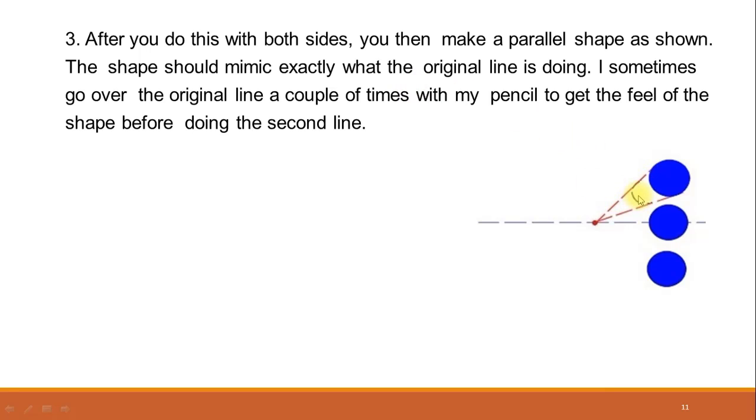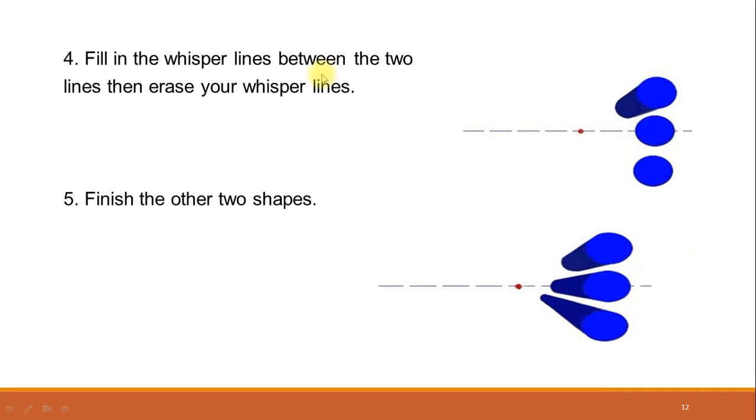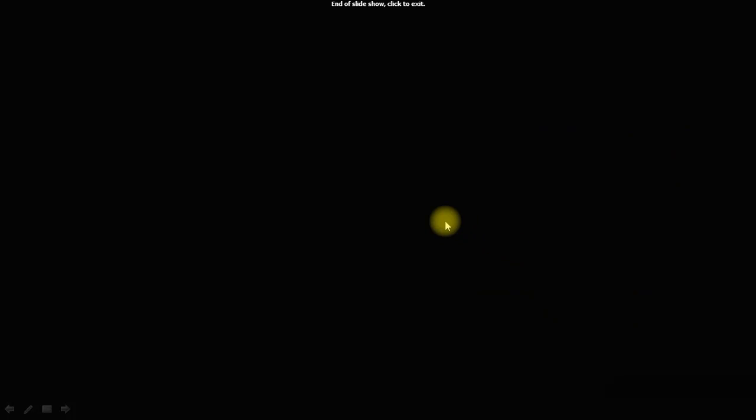So after making this parallel area, fill in between the two lines and then erase your whisper lines. Fill the parallel area. This is the parallel area, and we erase the whisper line. Now finish the other two shapes, like these two shapes.